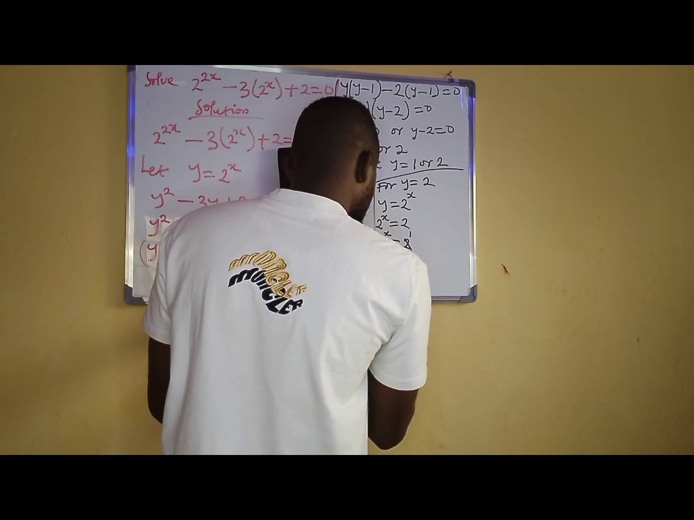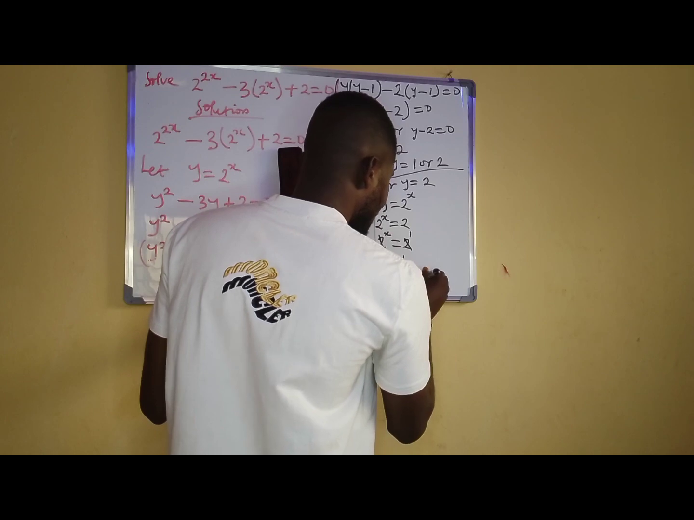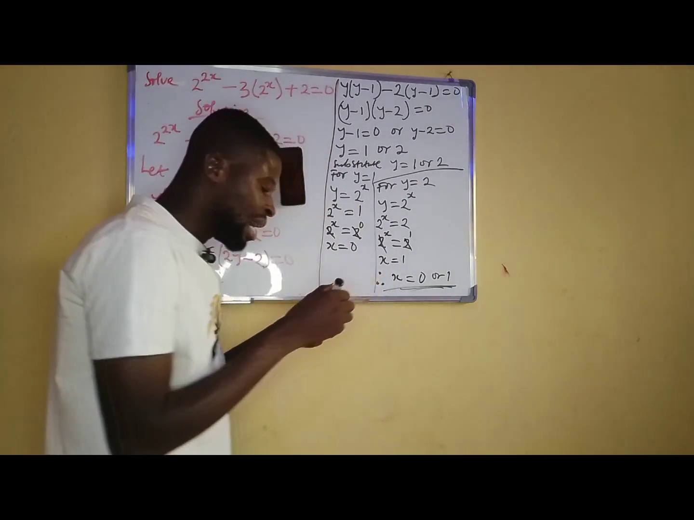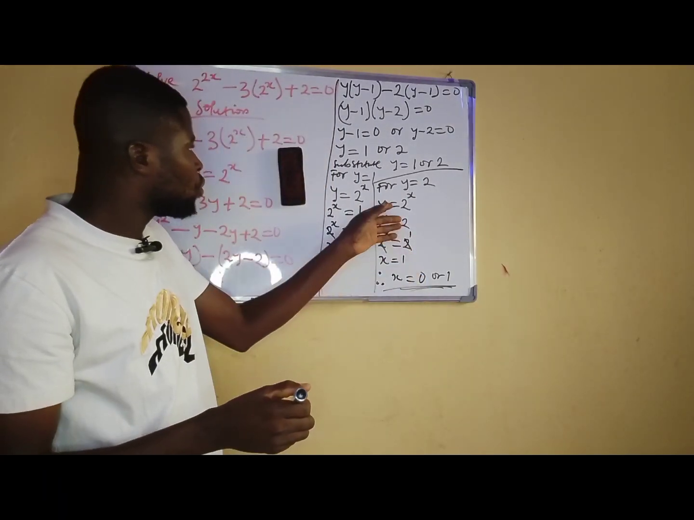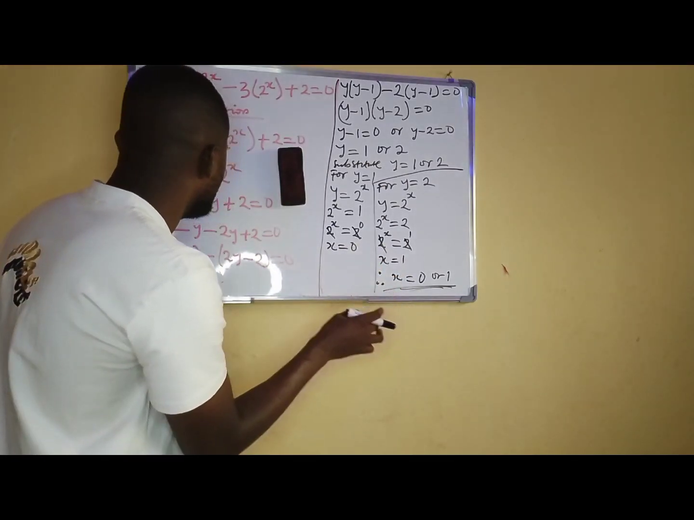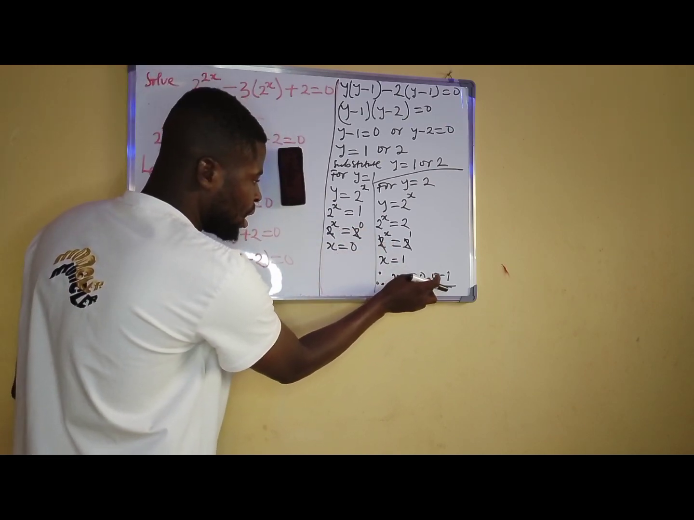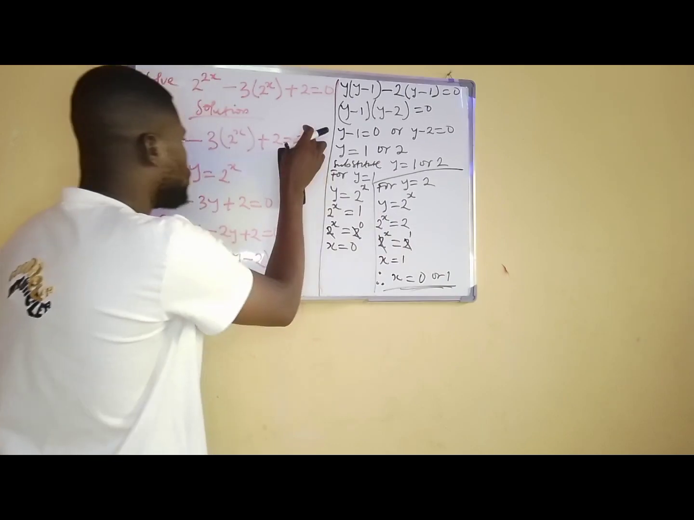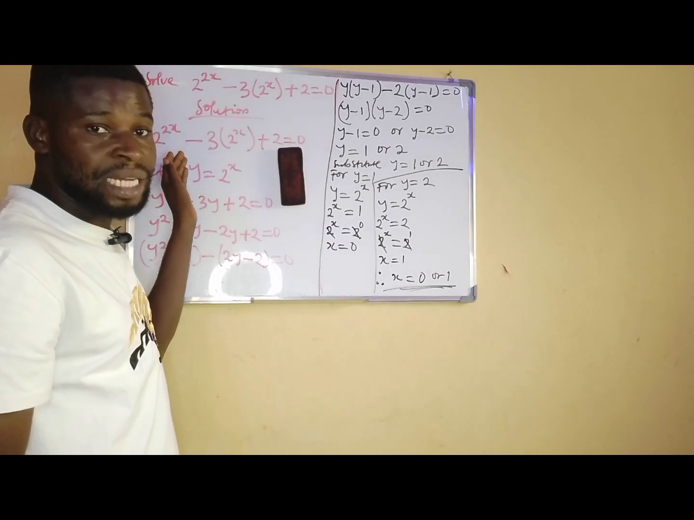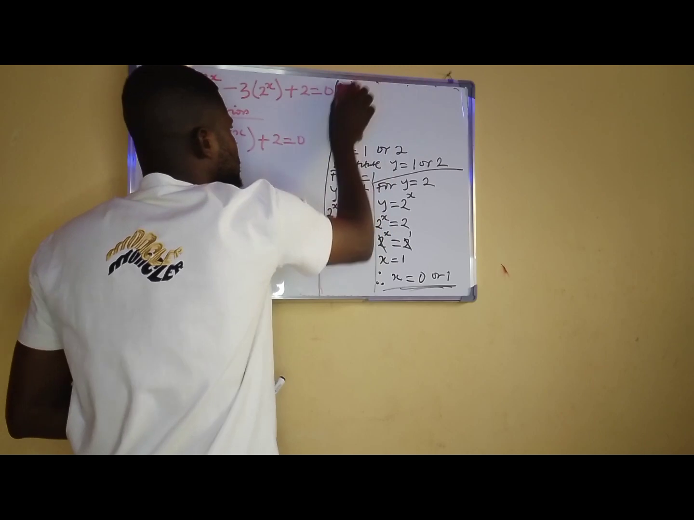Therefore, in this solving, the value of x is equal to either 0 or 1, and here is the final answer. If you wish to cross-check to know if what we've solved is correct or not, what you do is, from this first one, just substitute the value of x. First of all, use 0 and 1 to know if the right hand side is the same thing as the left hand side. Let's do it. Work on it together.